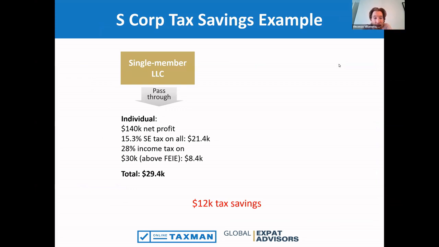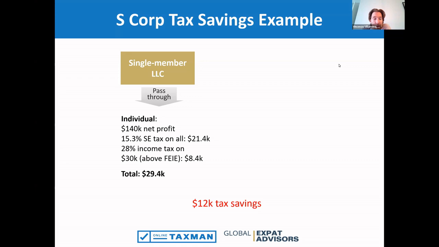Let's say you have $140,000 net profit, right? You're paying 15.3% on that whole 140K. So you're paying $21,000 off the bat. Let's say that you spend some time in the United States, your FEIE is, let's call it, 110. And so that means 110K is tax free under FEIE, but you still have this 30K remaining. Again, your tax situation is $29,000, right?